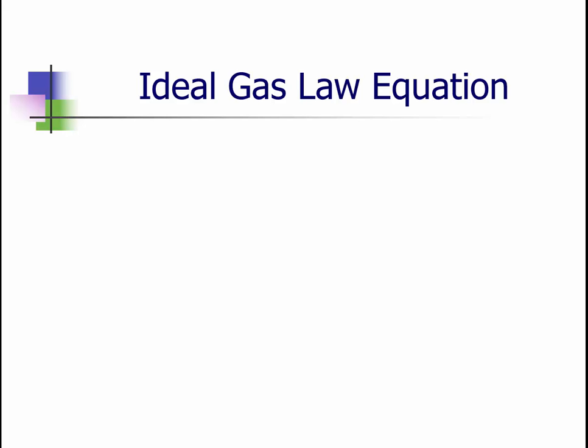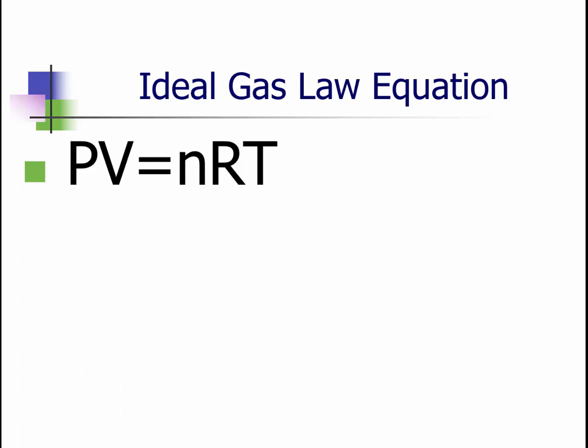So what is the ideal gas law equation? PV equals nRT. A lot of people call this the Piv-Nert equation. The Piv-Nert equation is your pressure times your volume is equal to the number of moles times R, which we haven't talked about yet, and T, which is temperature. So what is that R value?